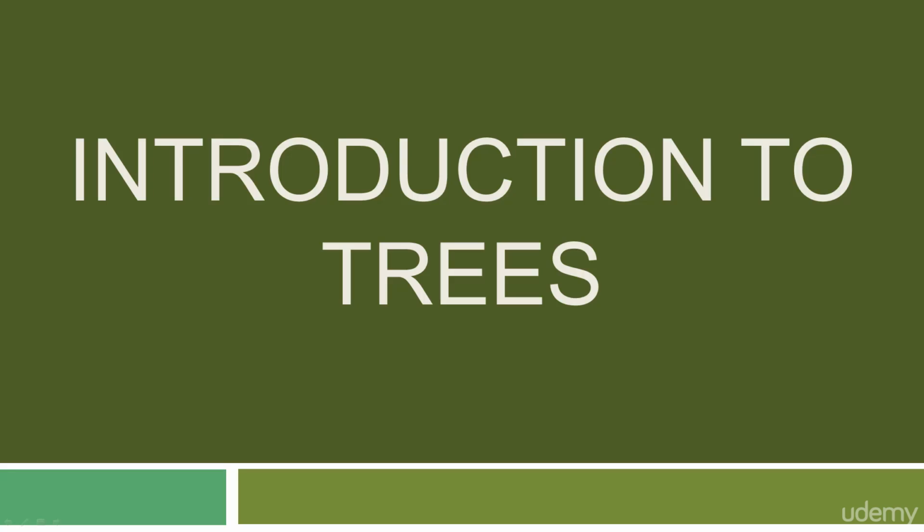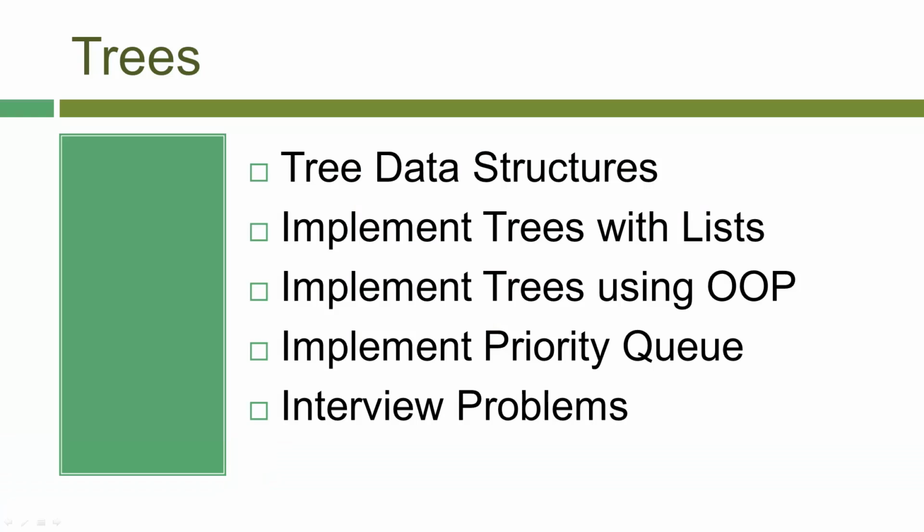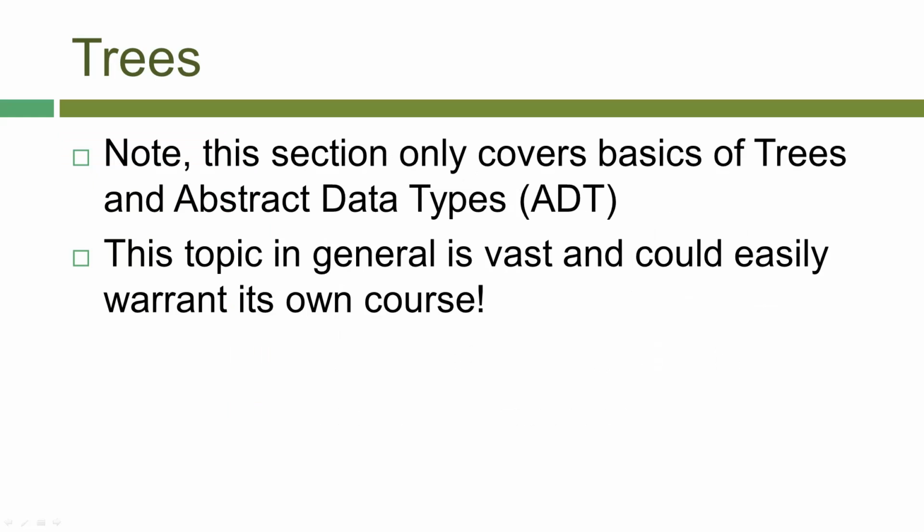So in this lecture, we'll be going over what this section is about, and then we'll get a brief introduction to the data structure that is called a tree. So in this section, the tree section, we learn about tree data structures. We're going to implement trees with lists, and we're also going to implement trees using object-oriented programming, so classes. And then we're also going to implement a priority queue data structure, and then we're going to have some interview problems.